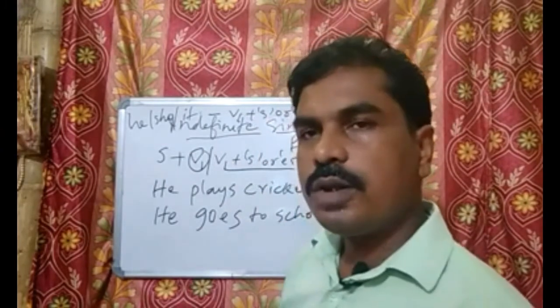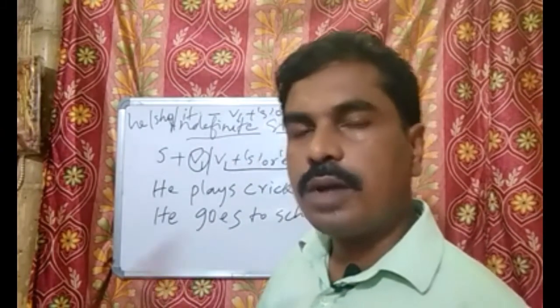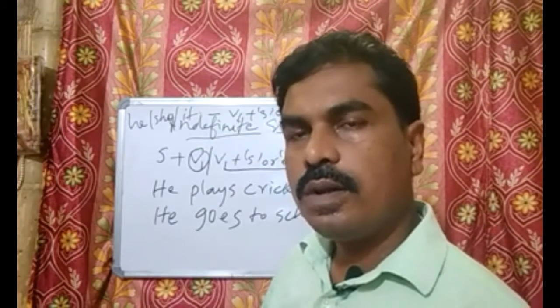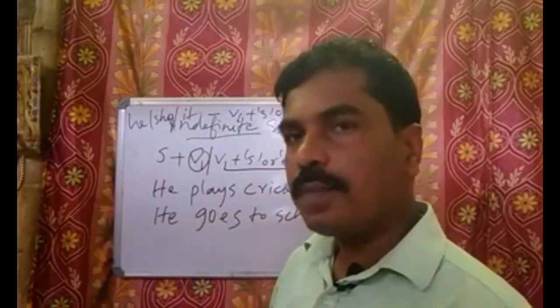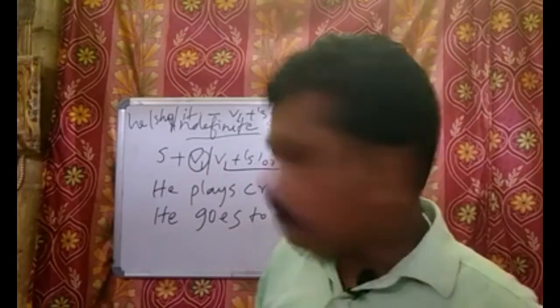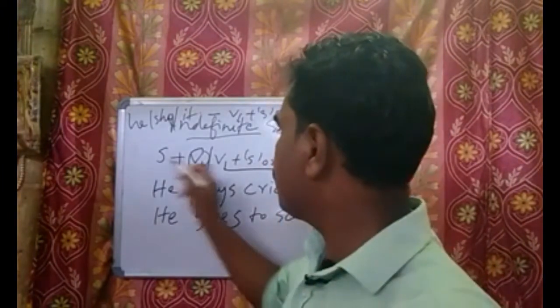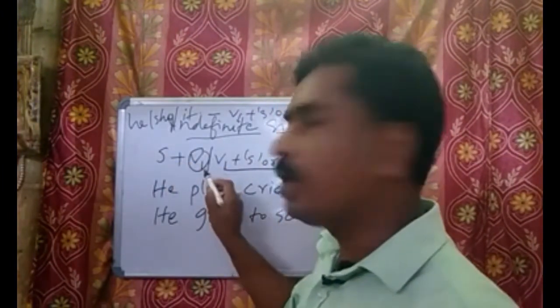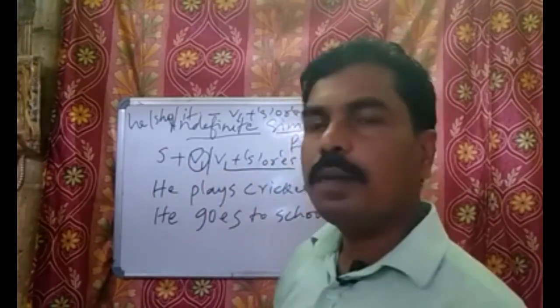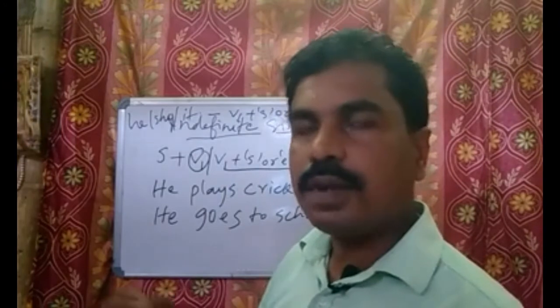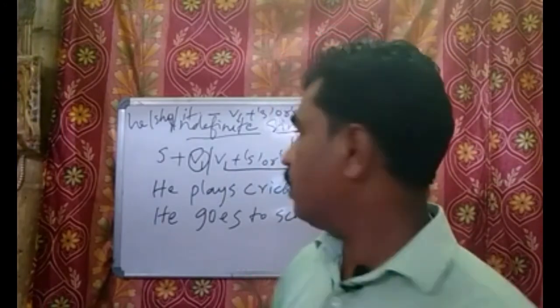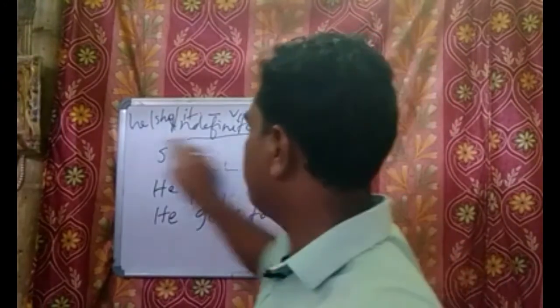He goes, she goes, Mohan goes, Ram goes, John goes. It will be like that. I hope you won't be confused with this. Okay. So this is the structure. Just see the sentence. If it is in the form of subject plus verb 1 or verb 1 plus s or es plus object, then you can understand that the sentence is written in present indefinite form or simple present form.